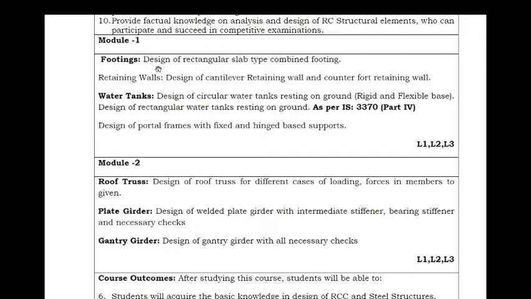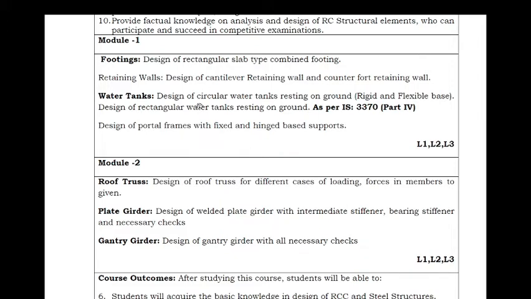Now let us discuss the design of rectangular slab type of combined footing. Here you will design the combined footings. Then retaining wall. You have two types of design of retaining wall: one is cantilever retaining wall and the other one is counterfort retaining wall. In cantilever retaining wall, you may have to design components like the stem, the heel and the toe slab. Retaining walls are used wherein you have to retain some structure, or retain water, or retain the soil or the earth.